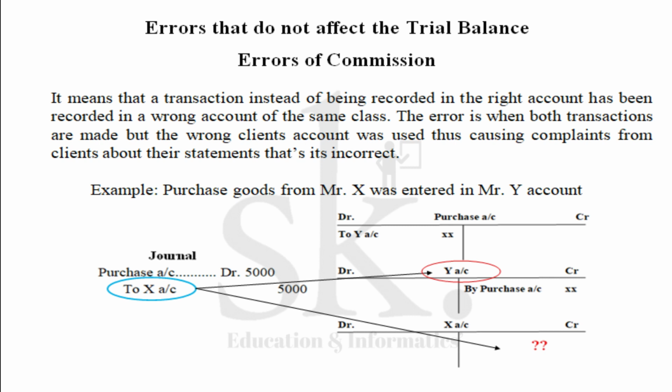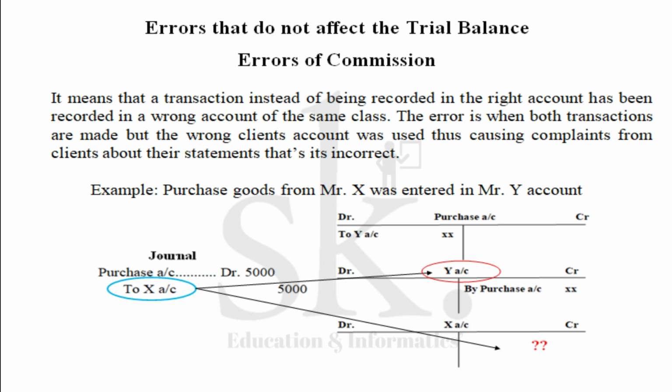It means that a transaction, instead of being recorded in the right account, has been recorded in a wrong account. So the correct entry for a transaction where purchased goods from Mr. X was wrongly entered into Mr. Y's account. So the correct entry should have been purchase account debit to X. But while you are posting in the ledger account, you have opened a Y account and have passed the purchase transaction there in Mr. Y's account. Your trial balance will tally because Mr. X account should have been credited. Instead of X, you have credited Y account.